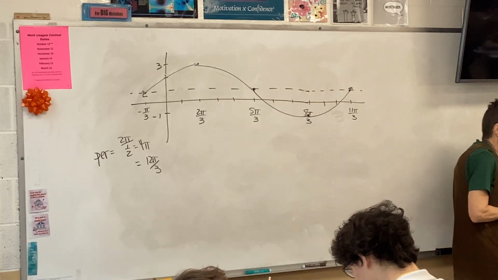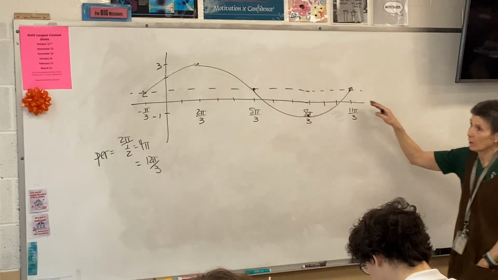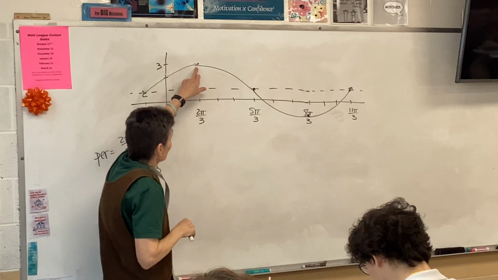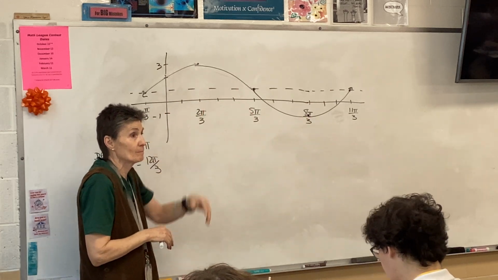Okay, got a positive sine curve. Vertical shift is 1, so we have a midline of 1, right? Amplitude of 2, so my maximum's gonna happen at 3, and my minimum's gonna happen at -1. Does that make sense to everybody?